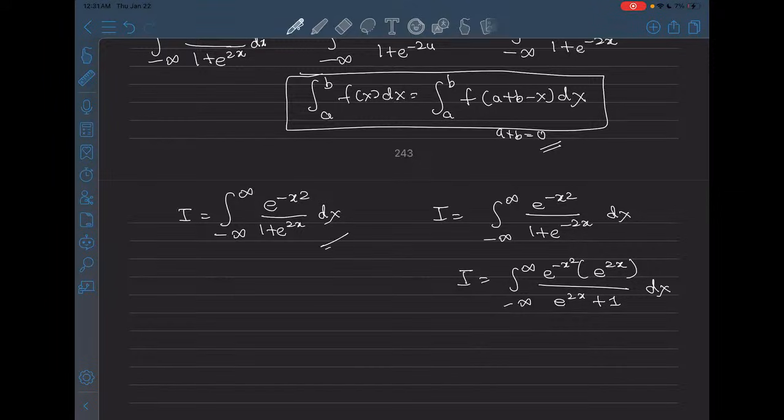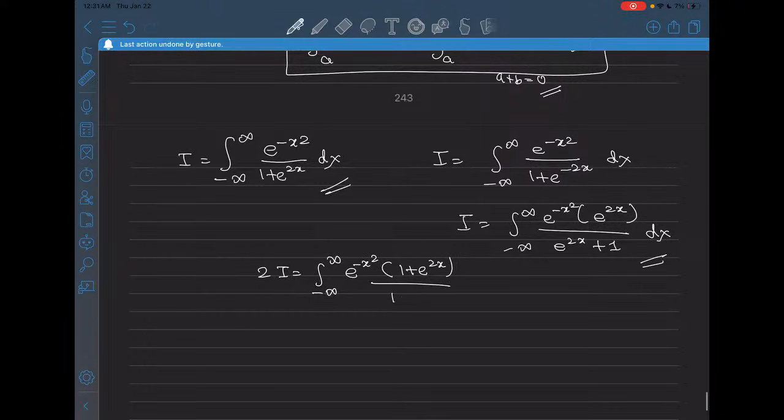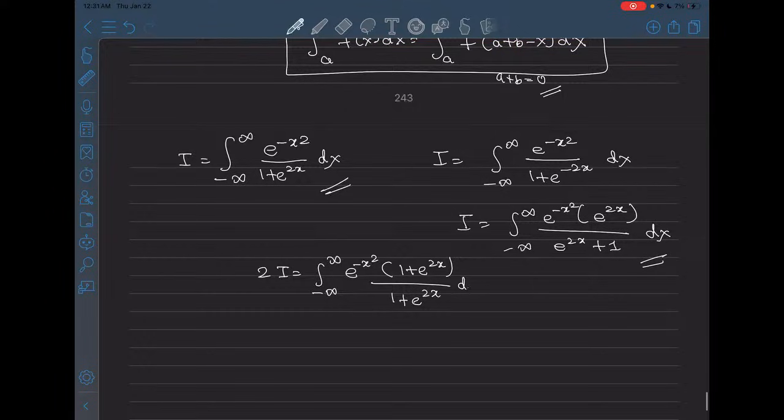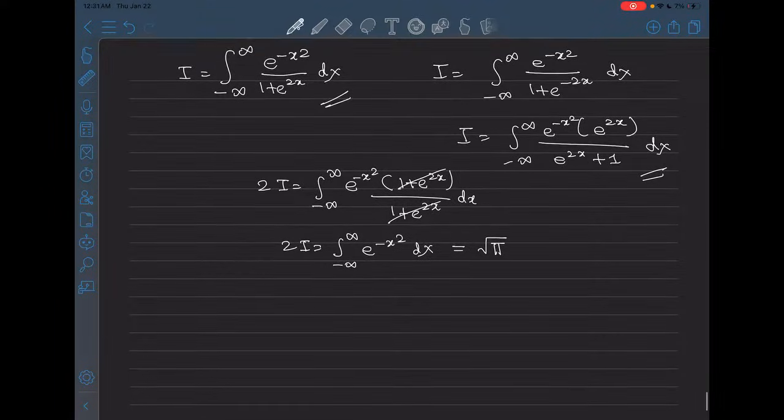Now if we add these two integrals, we have 2I equals the integral from minus infinity to infinity of e to the power minus x squared times 1 plus e to the power 2x, divided by 1 plus e to the power 2x, and that is a very nice cancellation, guys. So 2I is the integral from minus infinity to infinity of e to the power minus x squared dx, and we know that this is just root pi. This is the famous Gaussian integral. So I is root pi over 2.